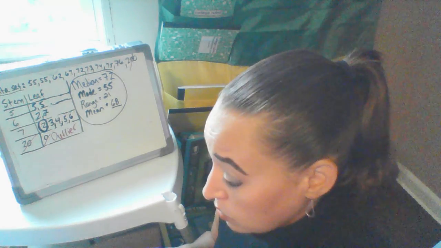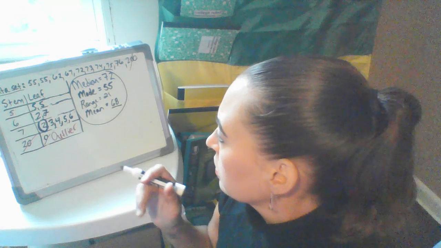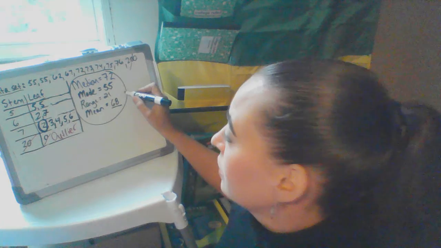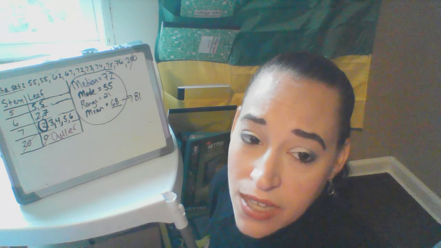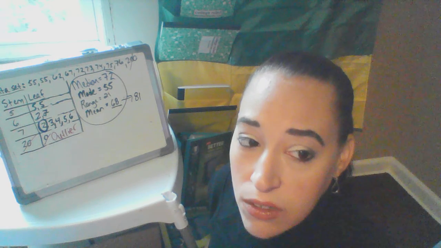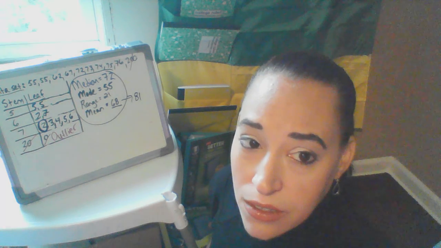So 55 plus 55 plus 62 plus 67 plus 72 plus 73 plus 74 plus 75 plus 76 plus 200, enter, divided by 10. It turns to 81. That's a huge difference. That's why you cancel out your outlier so you have more correct data.